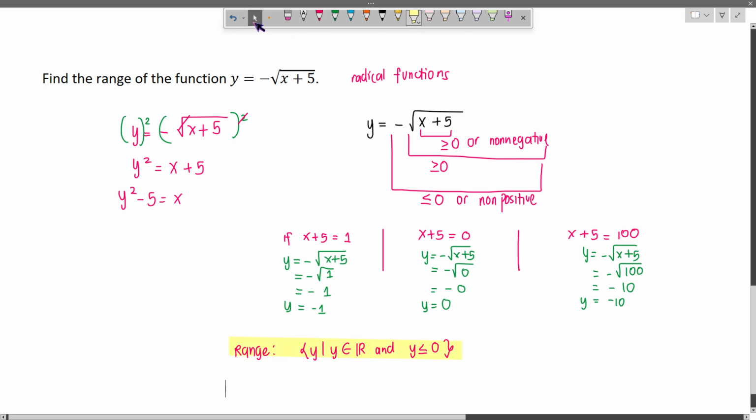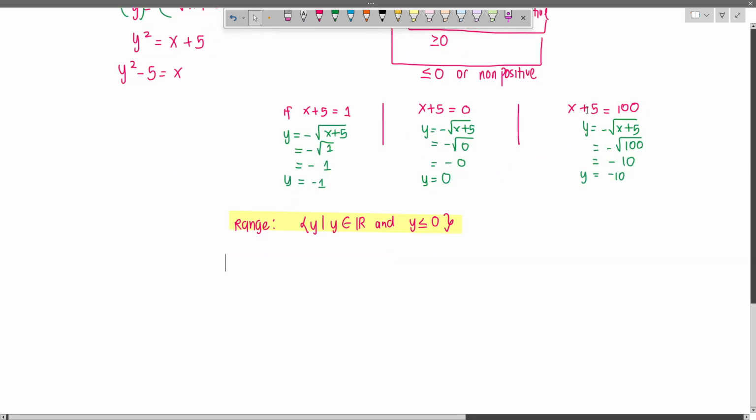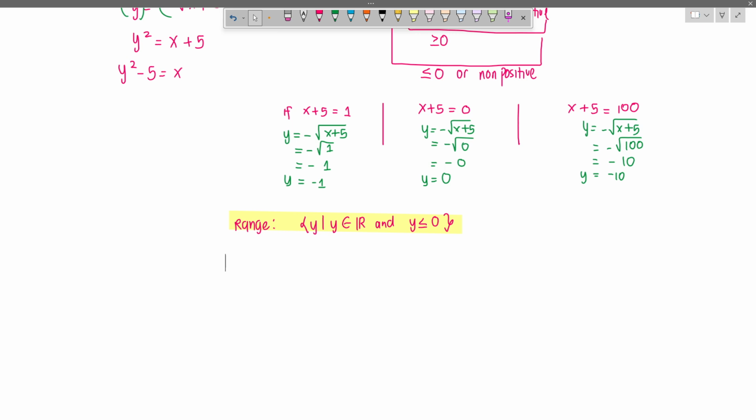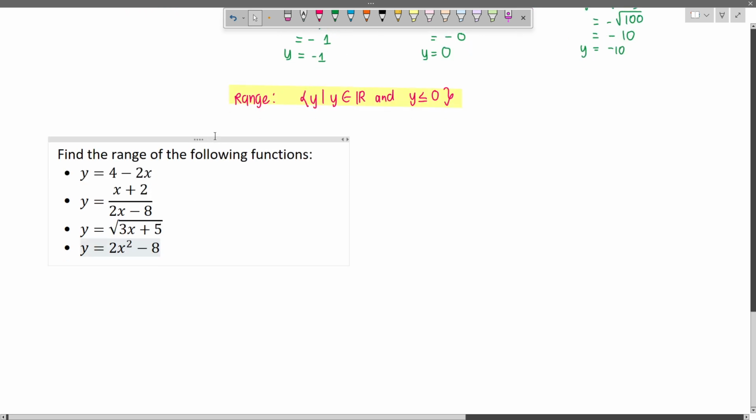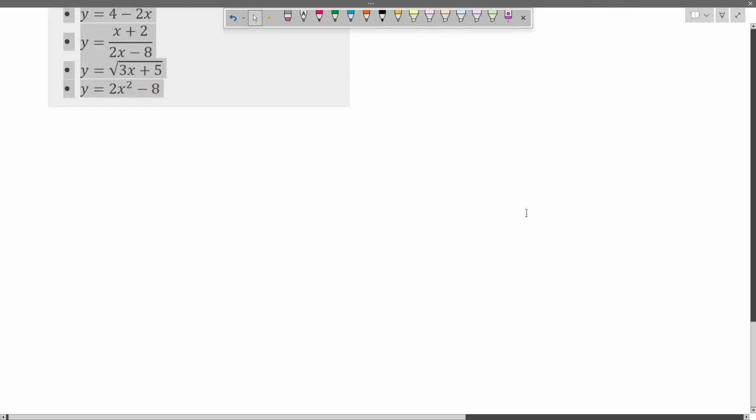If you have any questions, please just put a comment or send me a message together with the timestamp. Okay. So for exercise, please pause the video and try to get the range of these following functions.